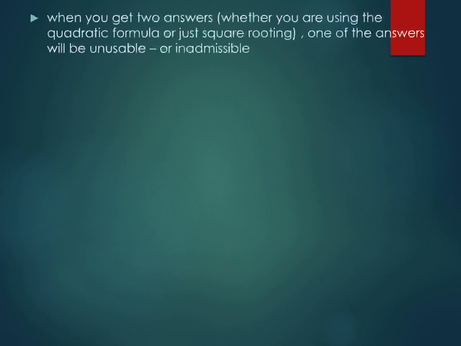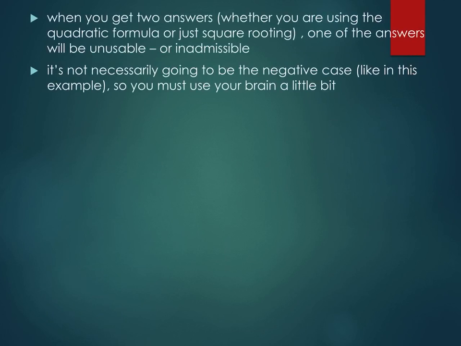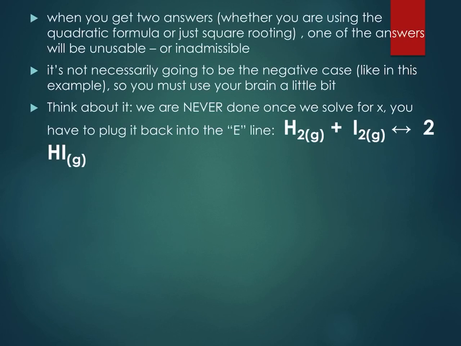Okay, so again, here it all is. If you want to pause the video once it's done and write it all down, when you get two answers, whether you're using the quadratic formula or square rooting, one of the answers will be unusable, or a fancy term, inadmissible. So again, there might not be a negative. Okay, so we're never done once we solve for x. So we're going to go back to the equilibrium line in our ice table and plug the values in here.